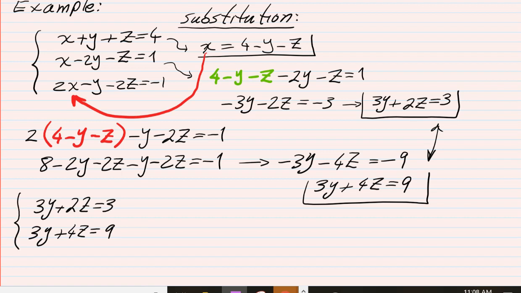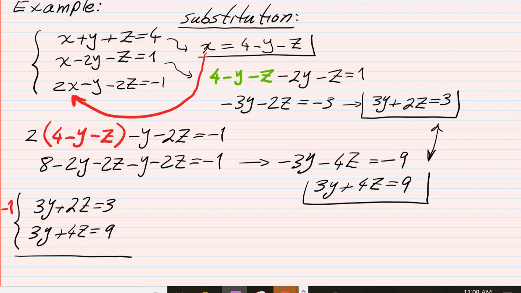Now this new system, I can solve it again by substitution, elimination, whatever works. At this point, because elimination is easier for this one, instead of substitution I'm going to do the elimination method. Let's say I want to get rid of the y. In order to get rid of the y, I'm going to multiply the first equation by negative 1.